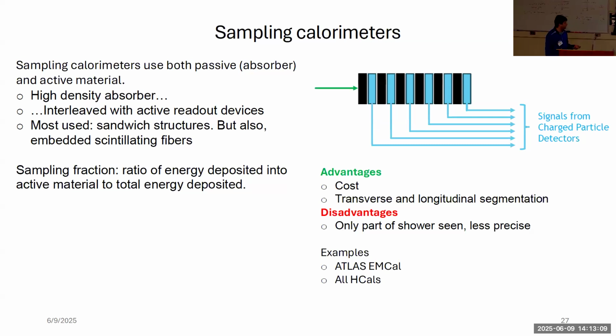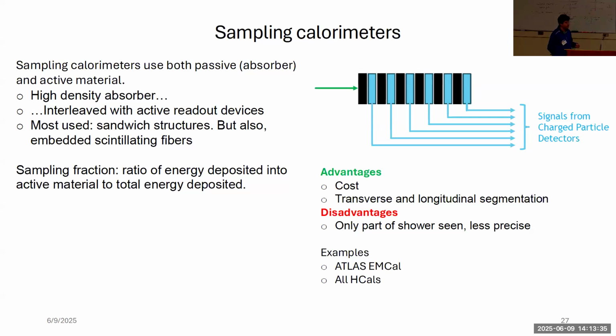And then we define something called the sampling fraction, which is the ratio of the energy deposited into the active material compared to the total energy deposited. So that's the total energy of the particle. So maybe in a sampling calorimeter, we'll see 5% of the energy. So 5% of the energy will be deposited into the blue layers, while 95% will be into the absorber layers.